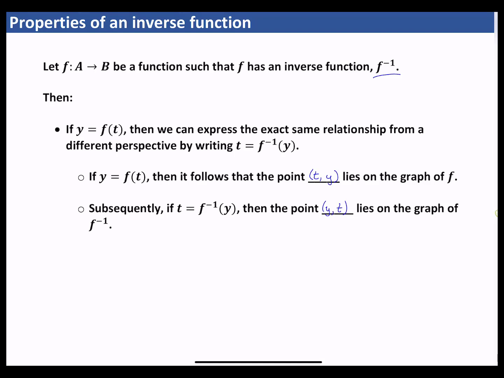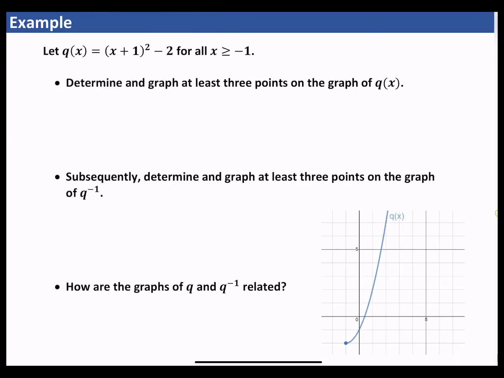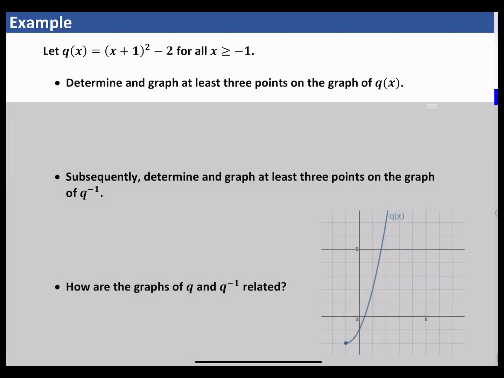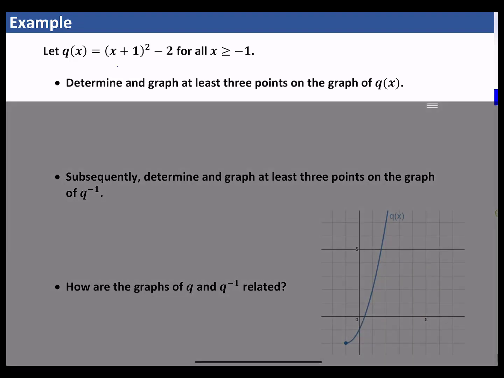So let's go ahead and apply that to a function. We're going to let q of x equal (x plus 1) squared minus 2 for all x greater than or equal to negative 1. So a couple of things to point out here. We know that this is a quadratic in vertex form, so we know that this has a vertex at (-1, -2).